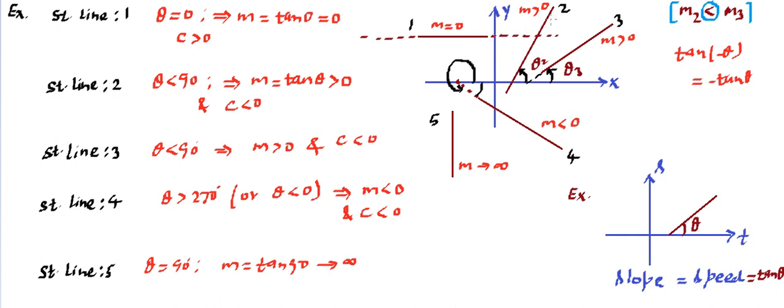I said the slope of m2 is bigger than the slope of this third line. So m2 must be more than m3. So this symbol should be like this. The symbol was wrongly placed, so please make this correction, and everything is fine. The slope of 2 is more as compared to the slope of 3. So m2 should be greater than m3. Make this small correction.